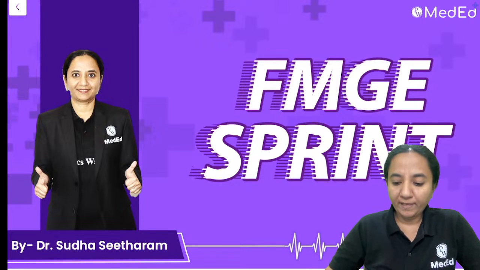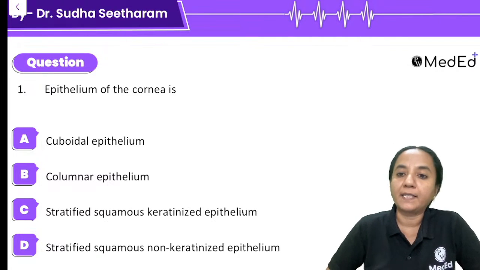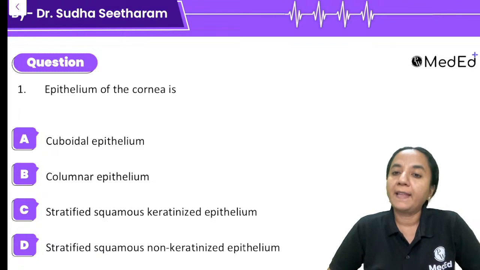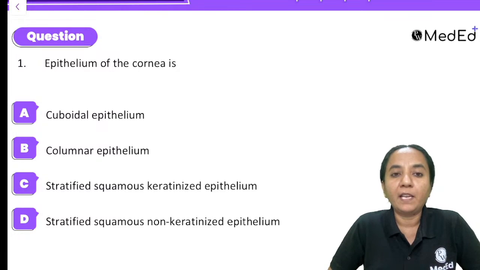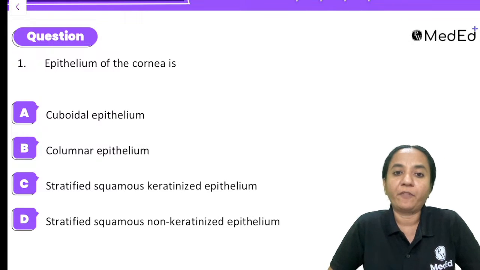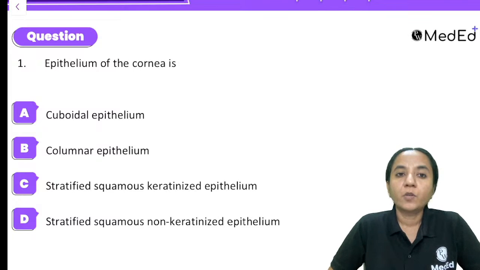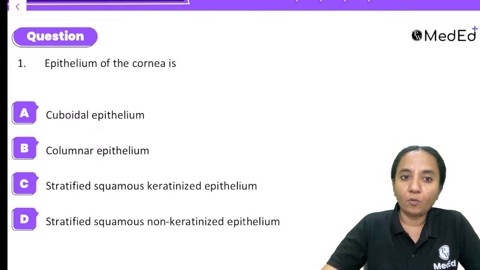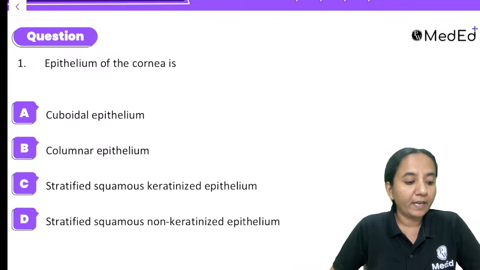So let me start with the questions. The first set of questions are one-liners, and after that, as I told you, we will be doing a few PYQs and then we will go to the important images. Let us look at the first question. The epithelium of the cornea is what? Is it a cuboidal epithelium, a columnar epithelium, a stratified squamous keratinized epithelium, or a stratified squamous non-keratinized epithelium?